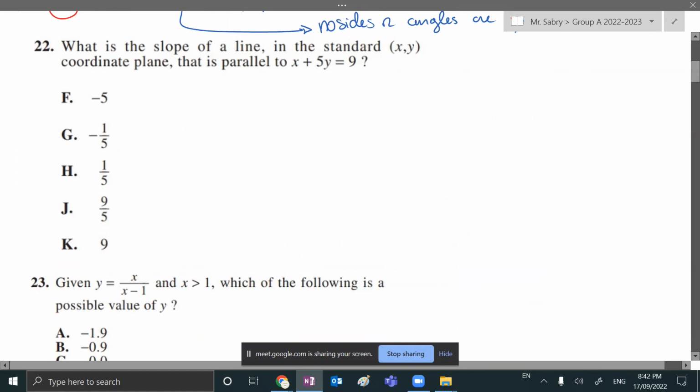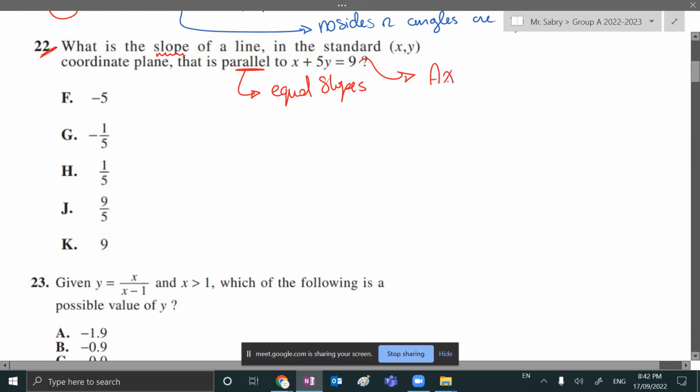Now, the second one is extremely easy and extremely important because the word slope, by now, we're supposed to be professionals in whatever is called slope. What is the slope of the line that is parallel to whatsoever? Whenever I read the word parallel, I think of equal slopes. Equal to what? Equal to this line. What's the slope of this line?